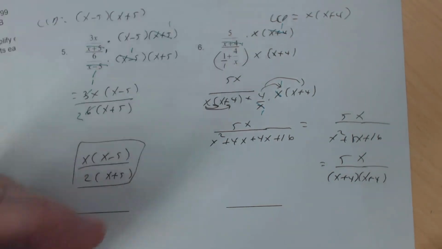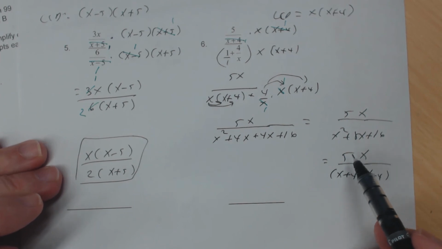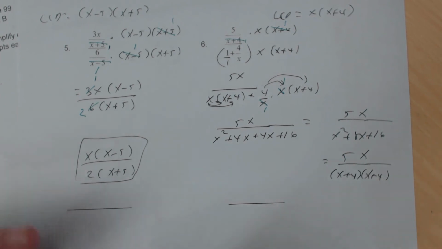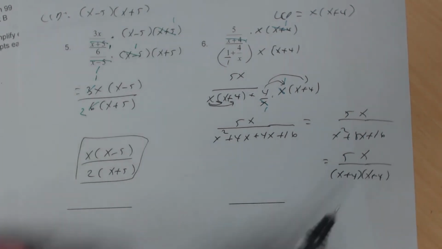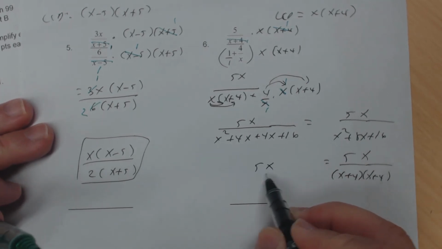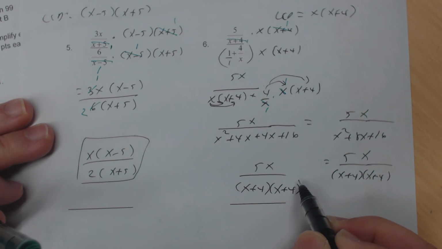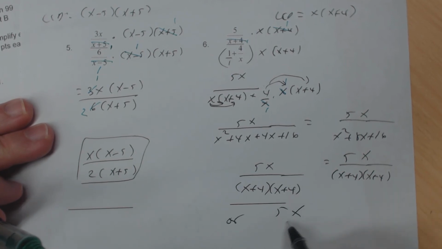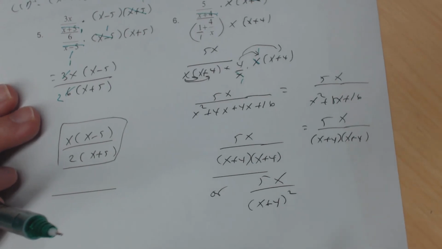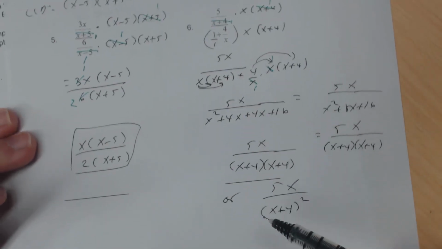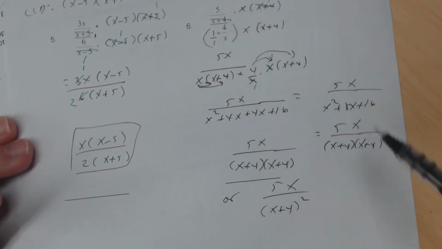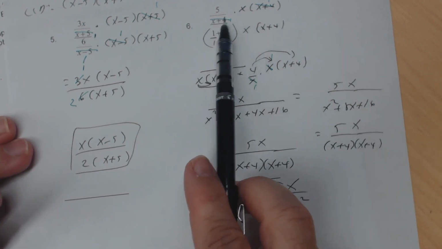You can't factor anything, or you can't reduce anything. There are no common factors. So the answer should be 5x divided by x plus 4 times x plus 4. Or you can say 5x divided by x plus 4 squared. Alright, so that's, make sure that that's correct.